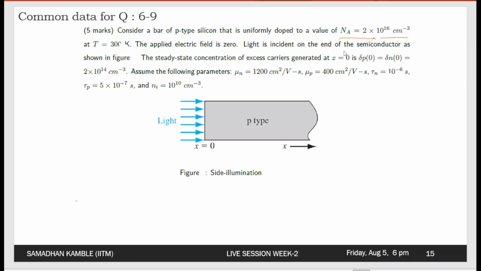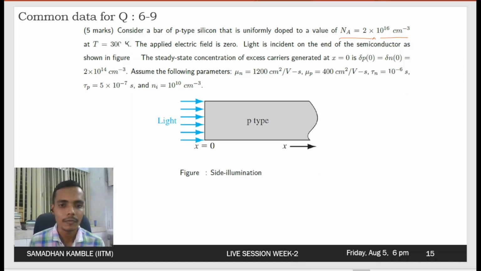Light is incident on the end of the semiconductor as shown in the figure. The steady state concentrations of excess carriers, delta P0 and delta N0, are also given as 2 times 10 to the power 14 per centimeter cube. And here we need to assume that the following parameters are applicable for this case. Okay, so let us move to problem number 6, which is based on this particular information.